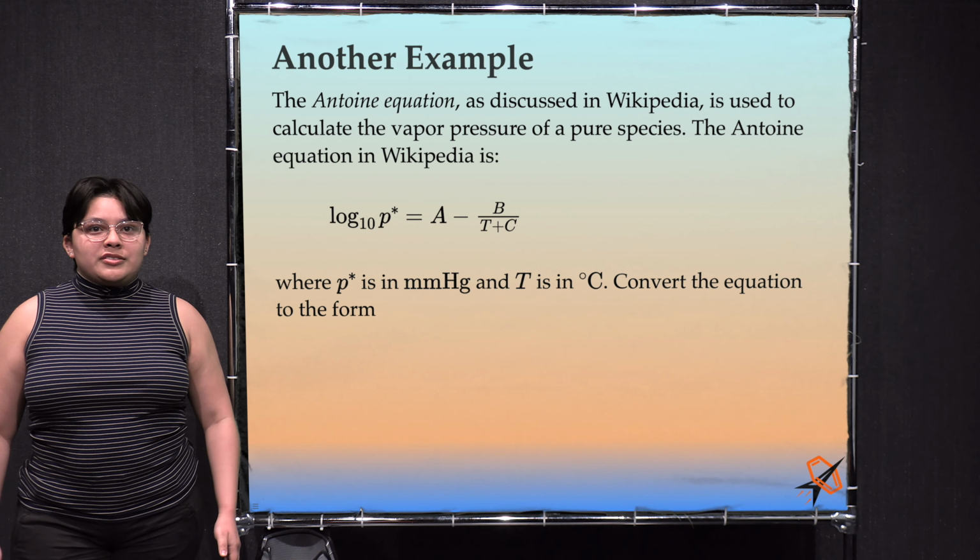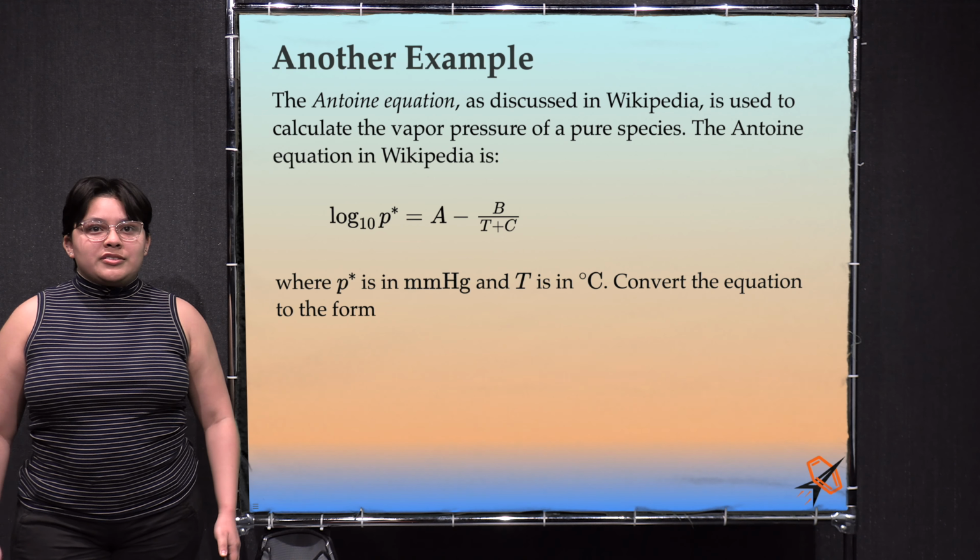Other references use a form of the Antoine equation with the natural log of the vapor pressure equal to the same function, but now with the vapor pressure in kilopascals and the temperature in Kelvin. What is the relationship between big A and little a, big B and little b, and big C and little c? Start with the variables in the target units, natural log of psat in kilopascals and T in Kelvin. Convert them to the original units.